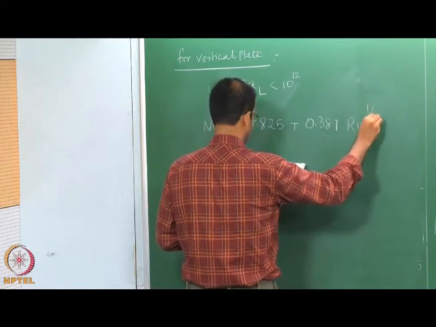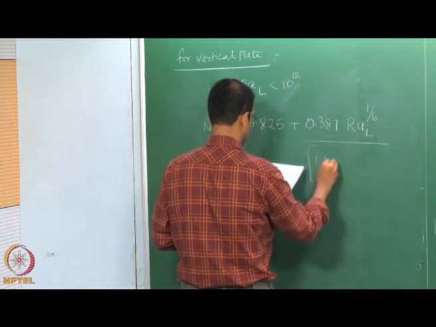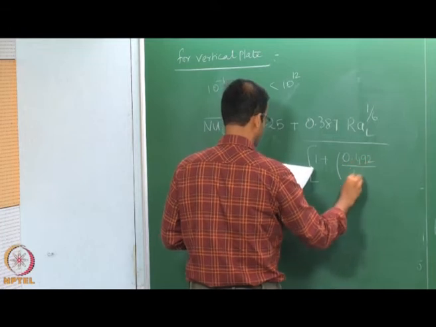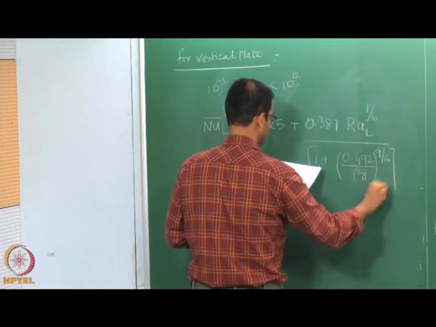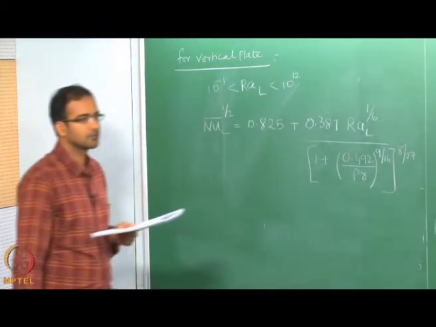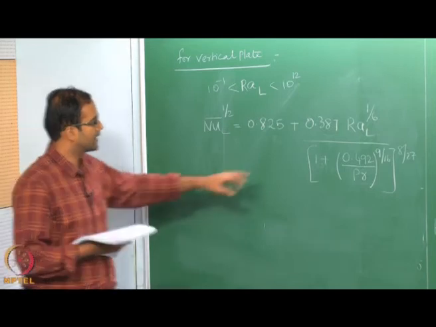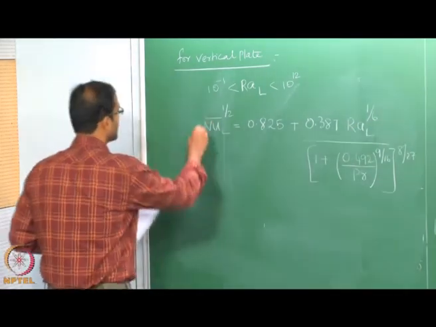This becomes 1 by 6 here, divided by 1 plus 0.492 over Prandtl number to the power 9 by 16, all raised to the power 8 by 27. A very similar form to the cylinder case, with some small coefficients slightly different, and Ra_L is raised to the power 1 by 6, whereas there it is raised to the power 1 by 2.